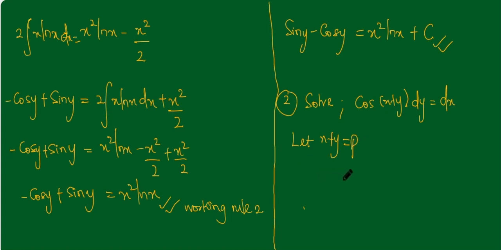So we can differentiate this implicitly to obtain the value of dp dx. So dp dx now becomes, when we differentiate x with respect to x, we have 1. But when we differentiate y with respect to x, we have dy dx. So on making dy dx the subject of the formula, we have dy dx is equal to dp dx minus 1. So now we have our dy dx to be equal to dp dx minus 1.